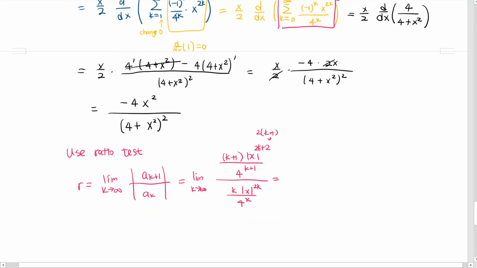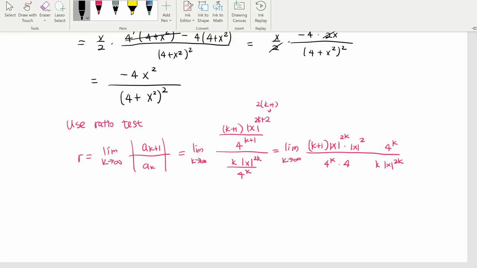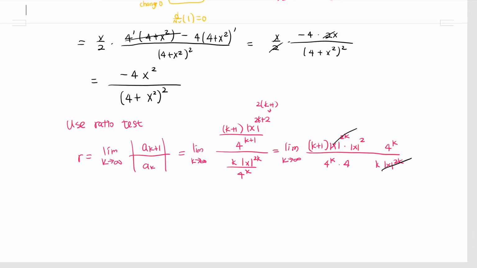Alright, so what is that? So k plus 1 is on top, x to the 2k, and x squared. 4 to the k plus 1, so we can split that to be 4 to the k times 4. And then the denominator, so k, x to the 2k, and 4 to the k. Okay, so what can we cancel? Well, we can cancel x to the 2k, and we can cancel 4 to the k.